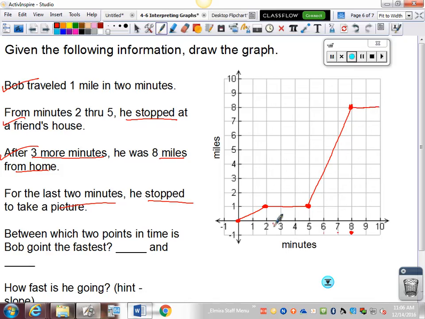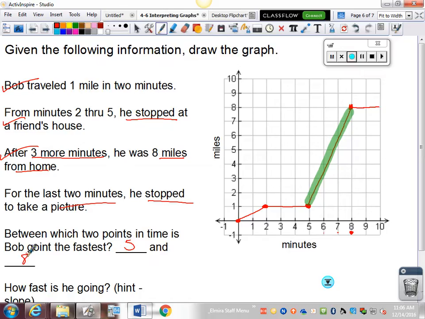Okay, between which 2 points in time is Bob going the fastest? Again, this part of the line, not very steep, it's pretty flat. This is completely flat, so he's not going anywhere at all. This part of the line right here is when he's going the fastest, between 5 and 8 minutes.